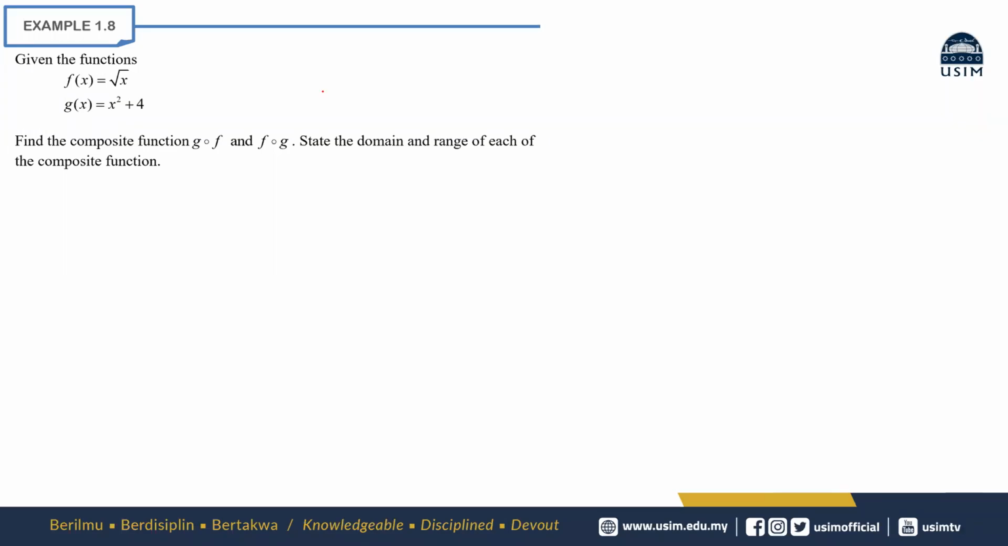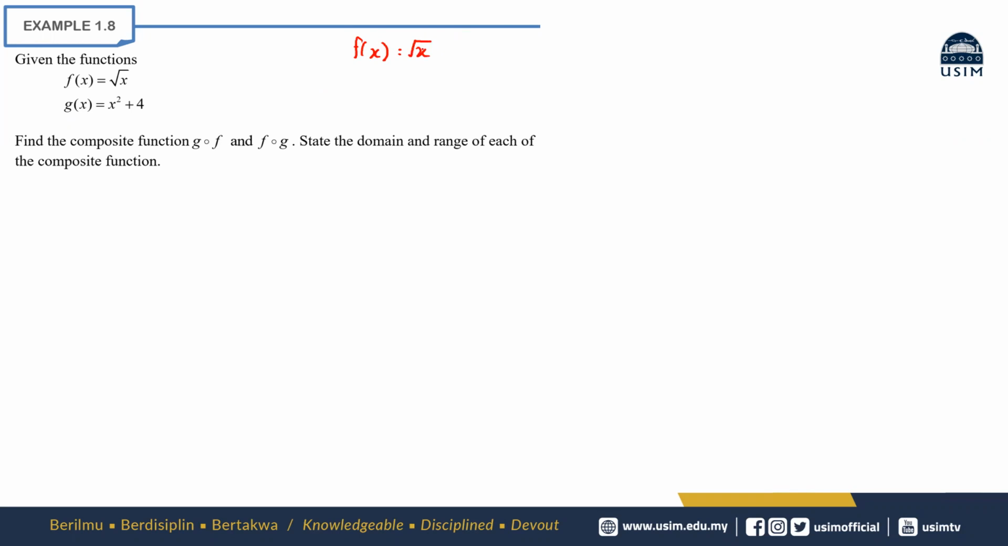We proceed to example 1.8. Given the function f(x) equals square root of x, g(x) equals x squared plus 4. Find the composite functions g compose f and f compose g. State the domain and range of each of the following composite functions. So our f(x) is equal to the square root of x.